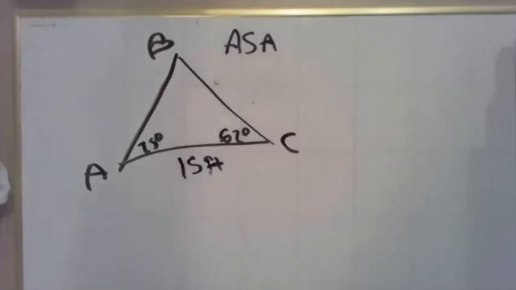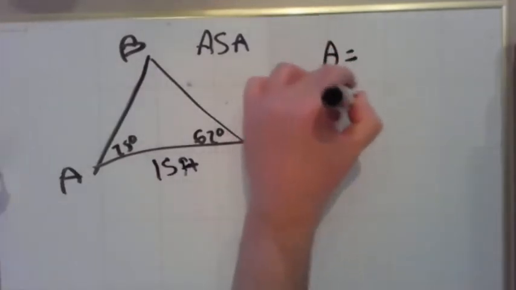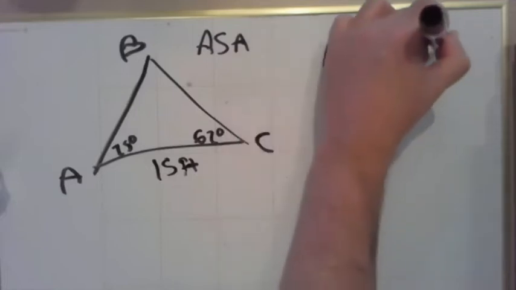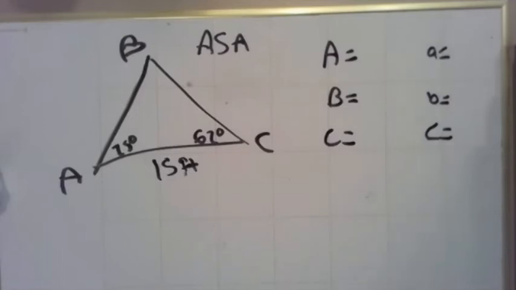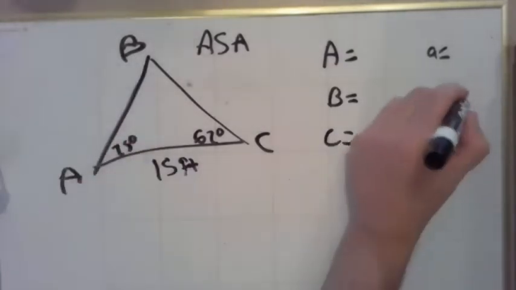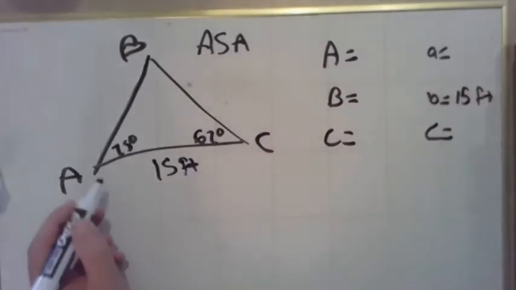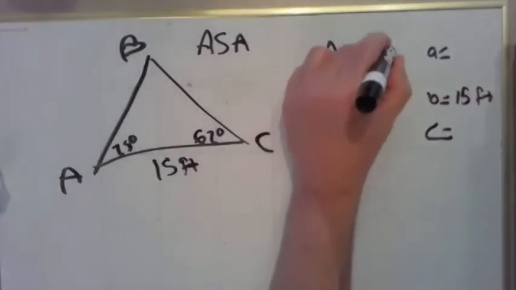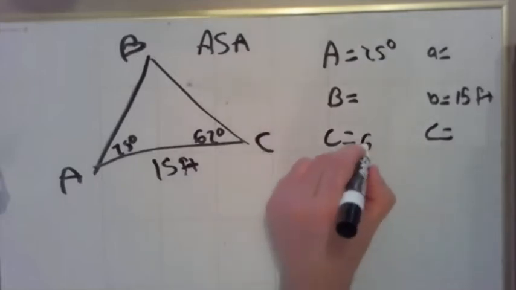Okay, when we're solving a triangle, our goal is to fill in this table. If you don't fill in this table, you've gotten the question wrong. We want to find everything. They're always going to tell us three and we have to find the other three. We do not have Pythagorean. So side B is 15 feet. Don't forget our units here. A is 25 degrees. Don't forget your degree symbols. C is 62 degrees.